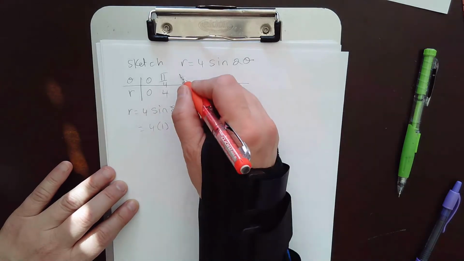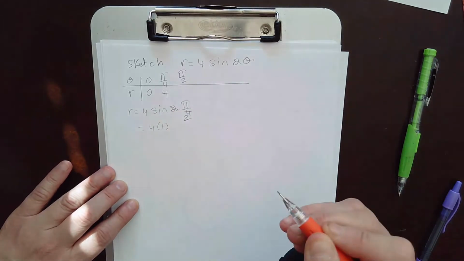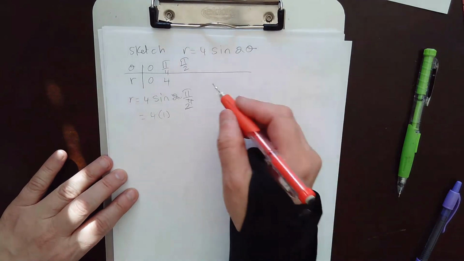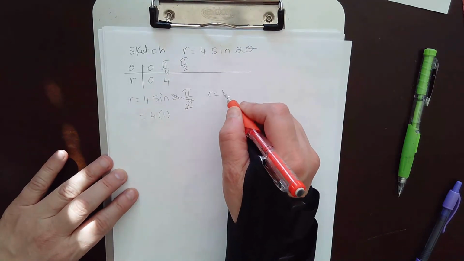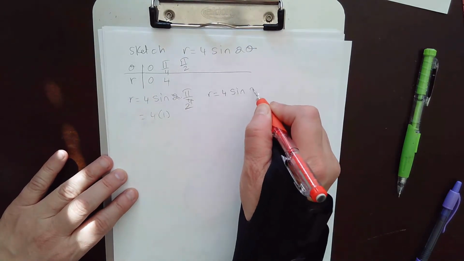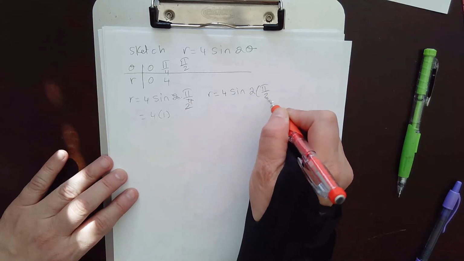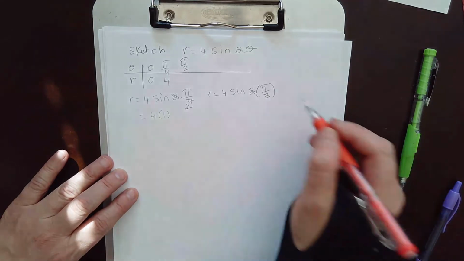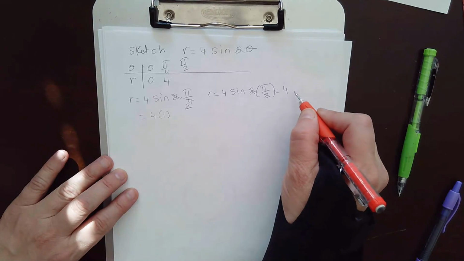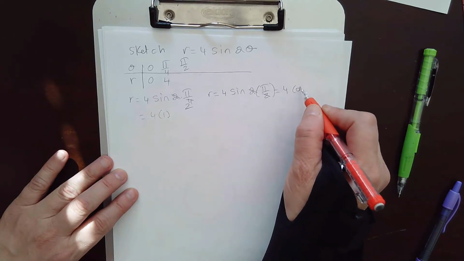Let's select pi over 2. When theta is pi over 2, what does that give you? r equal to 4 sine 2 times pi over 2. The 2 and the 2 cancel. 4 sine pi is 0. So 4, 0.